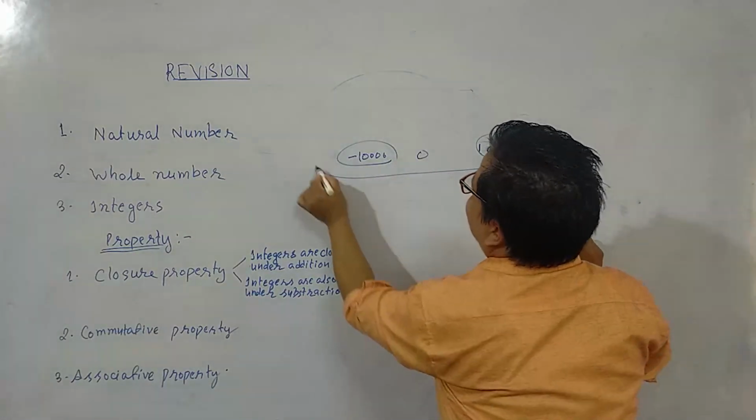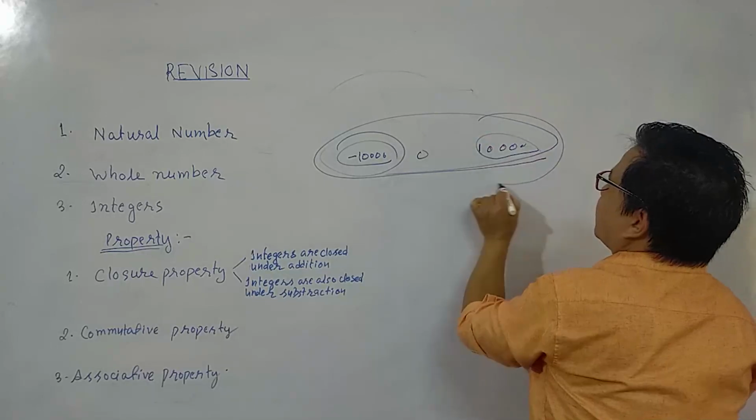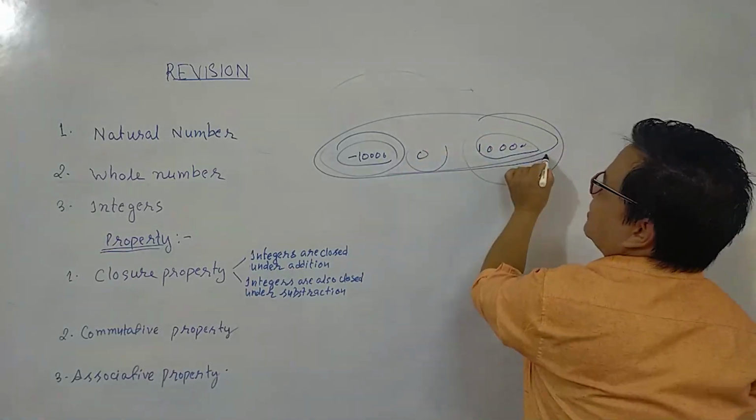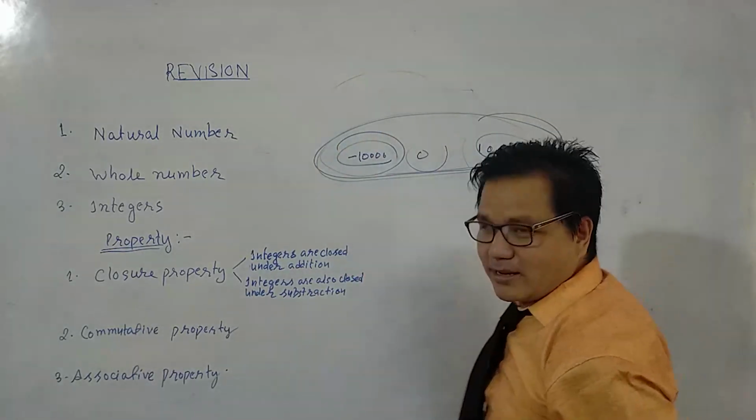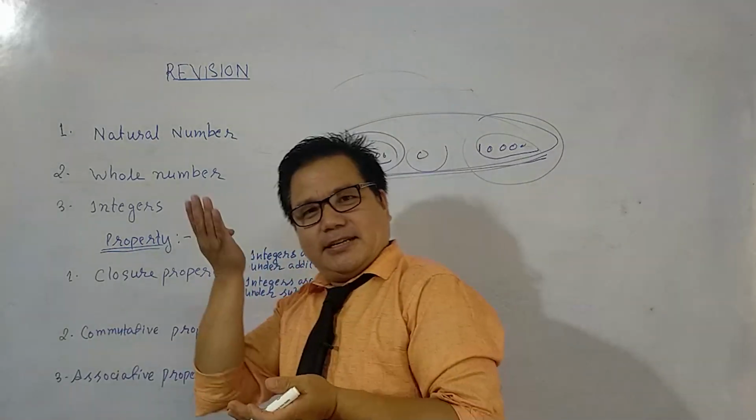That's why when these 3 come together, this is the negative integers, this is the positive numbers, and this is 0. When these 3 come together, that is called an integer. Integer means lower than 0 and greater than 0.